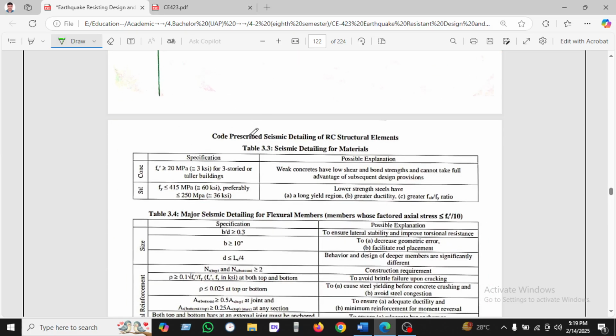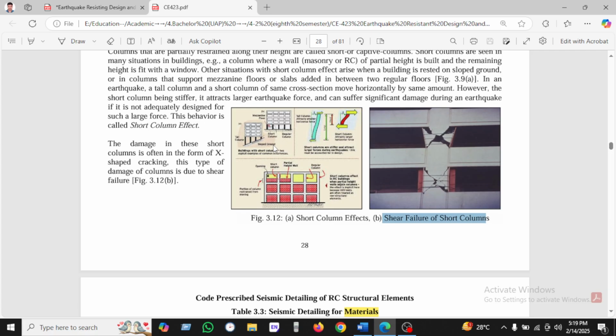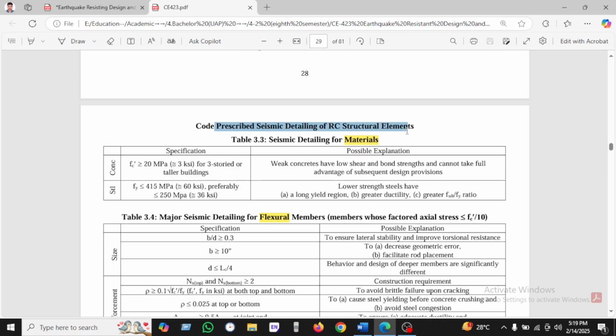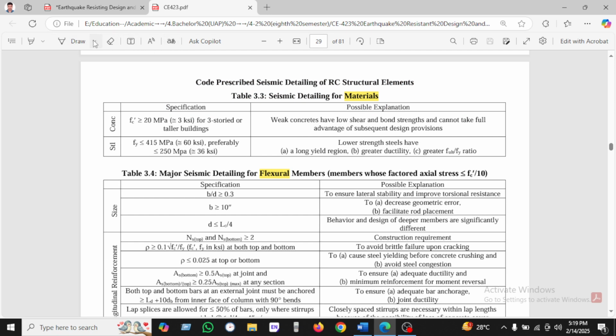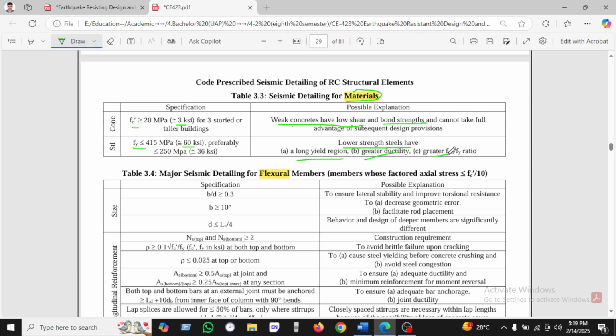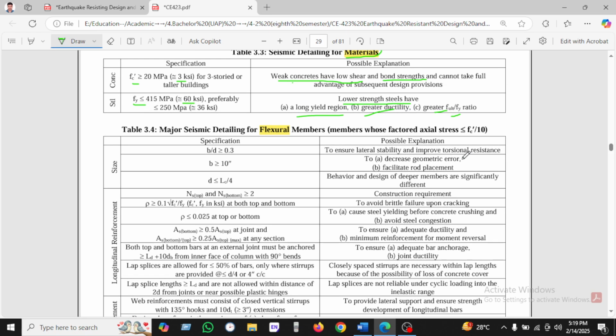So here are some code prescriptions. I'm just reading from the slide here. So you have seen here the material. At first we've seen the concrete must be 3 ksi. Weak concrete has lower shear and bond strength, and fy less than 60 ksi has lower strength, a longer yield region and greater ductility, and a greater fu divided by fy, the ultimate to yielding ratio.